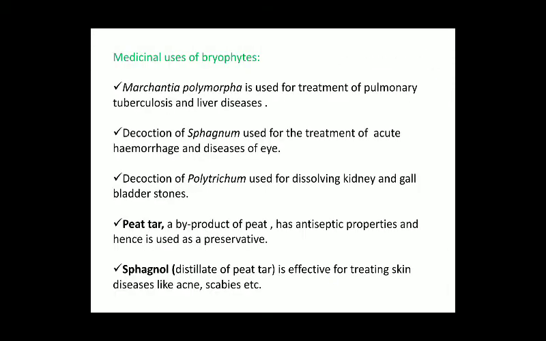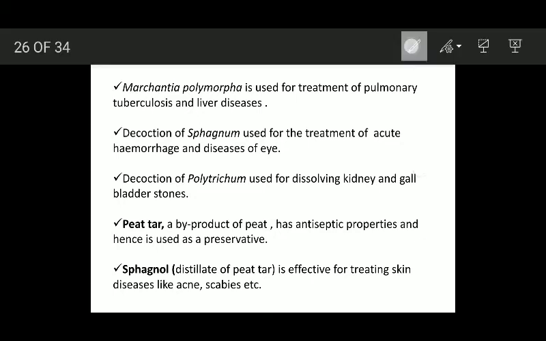Now the medicinal uses of bryophytes. Some of the important medicinal uses of bryophytes include Marchantia polymorpha, which is a liverwort. It is used for the treatment of pulmonary tuberculosis and some liver diseases. Decoction of sphagnum is used for the treatment of acute hemorrhage and diseases of the eye. Likewise, the decoction of polytrichum is used for dissolving kidney and gallbladder stones.